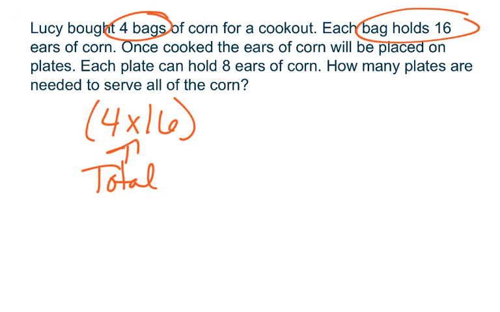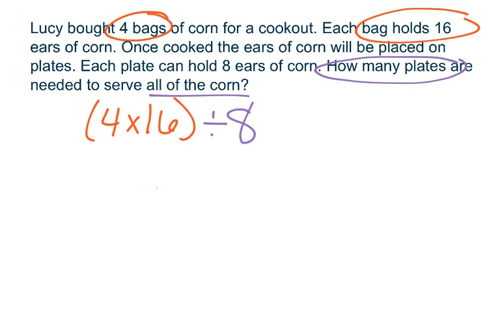Now in division, our total is called our dividend, and it's important that we have a total before we divide. So once we have our total number of ears of corn, she's then going to separate them into 8 on each plate, and I want to know how many plates she's going to need to serve all of the corn. So go ahead and solve this. I want to know what is my quotient, what is my remainder if I have one, and then how many plates are needed to serve all of the corn.